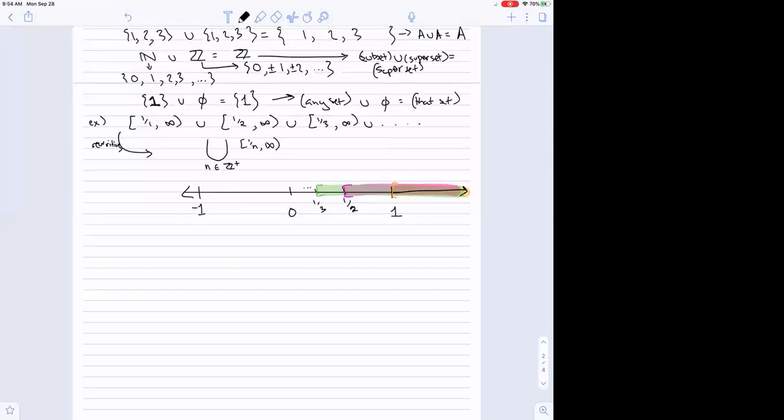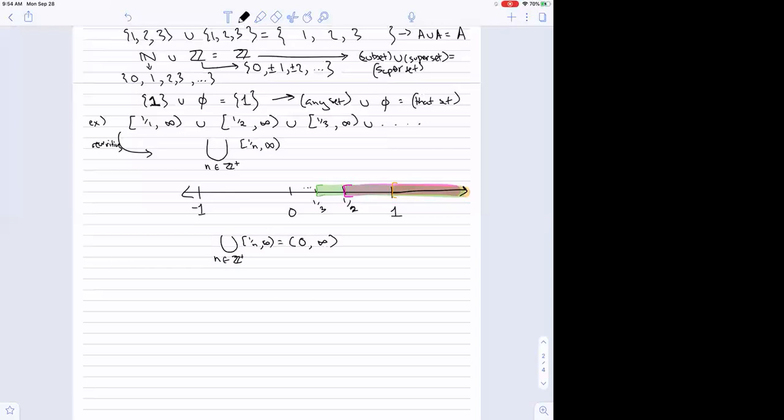Is it from 0 to infinity, not including 0? Yeah, exactly. That's exactly right. So that's what the union is of this. And I'm just copying it so I can write equal to.